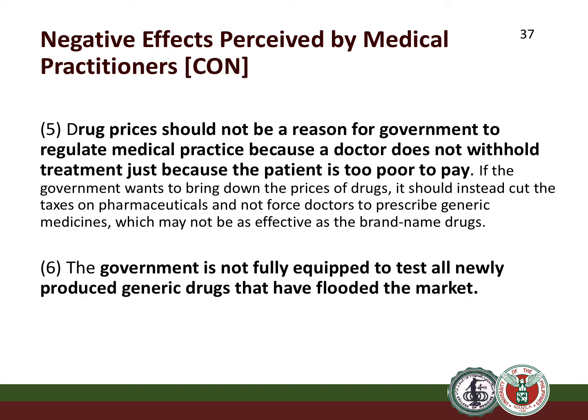Next, it also said that the government is not fully equipped to test all newly produced generic drugs that have flooded the market. Well, this is partly true even now, no, because the government, the FDA, doesn't actually do its own bioequivalence studies, no, rather third-party institutions like universities, with colleges of medicine under their departments of pharmacology or pharmacy, are actually the ones who are doing the bioequivalence studies.